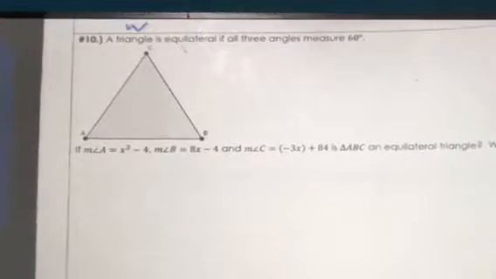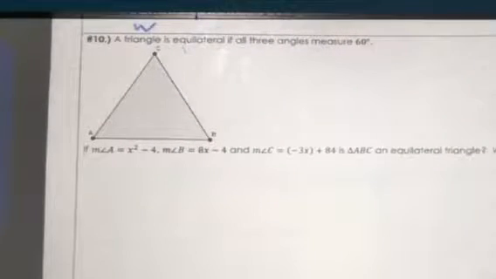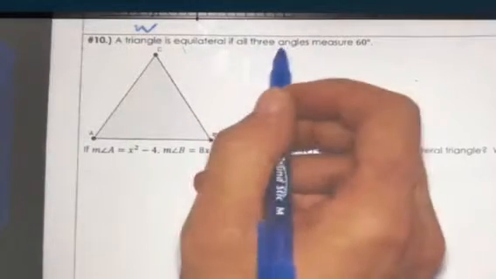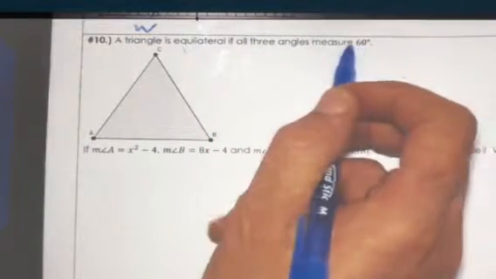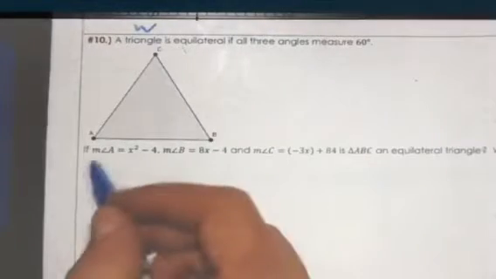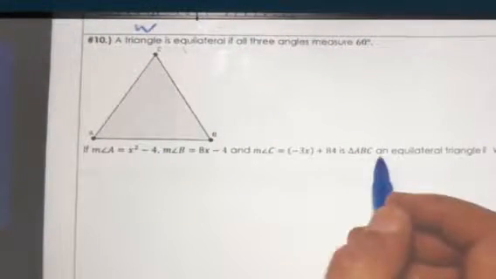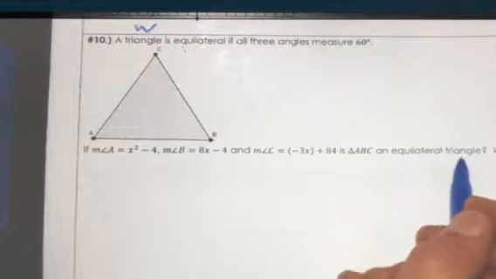Now on problem number 10, I may run out of space, so I'm going to have a separate sheet of paper available. Okay, a triangle is equilateral if all three angles measure 60 degrees. Then we get angle measures, and the question, is triangle ABC an equilateral triangle?